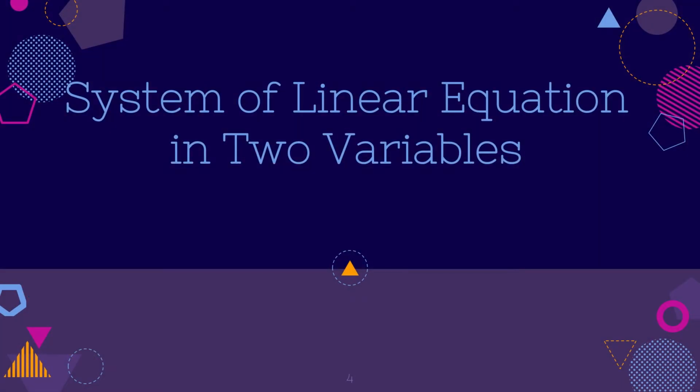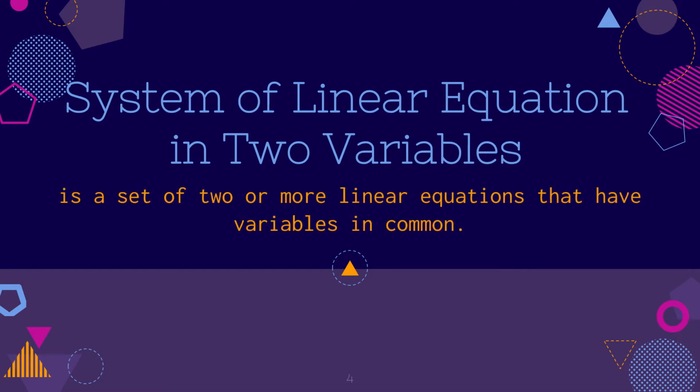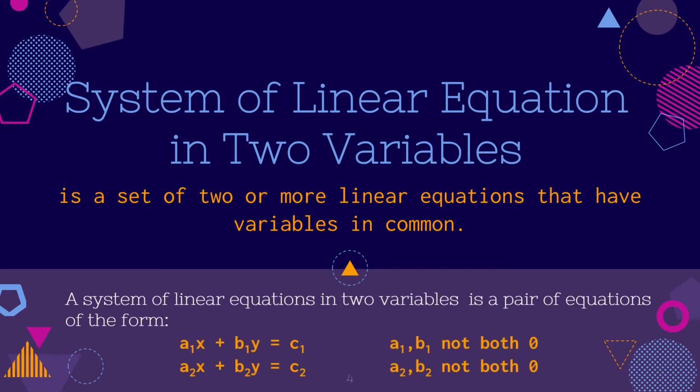A system of linear equations in two variables is a set of two or more linear equations that have variables in common. It is in the form a sub 1 x plus b sub 1 y equals c sub 1, and a sub 2 x plus b sub 2 y equals c sub 2. Take note, a sub 1 and a sub 2, as well as b sub 1 and b sub 2, should not be equal to 0.